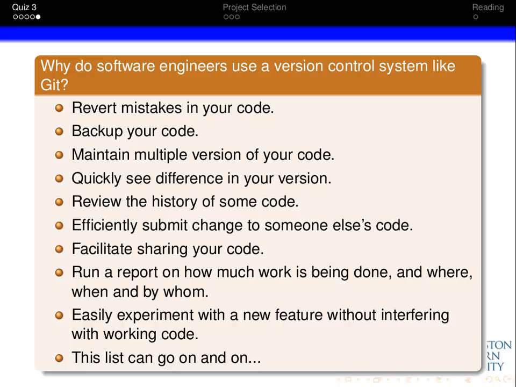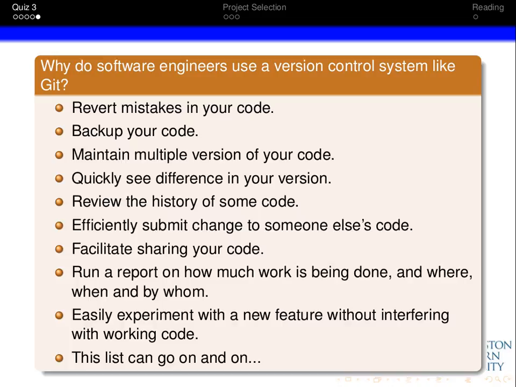Review the history, efficiently submit changes to someone else's code, facilitate code sharing, run a report on how much work is being done, where and when and by whom. Keep that in mind. With your project, you're going to use Git. That means that when you're done at the end, I will be able to run a report to see who did what work, who submitted what, when, and also was that work actually in the final product? Because I can run a statistic to see if someone removed it because it wasn't working. So make sure you use Git, and if you commit something, you commit that file. That way I have track of what you did.